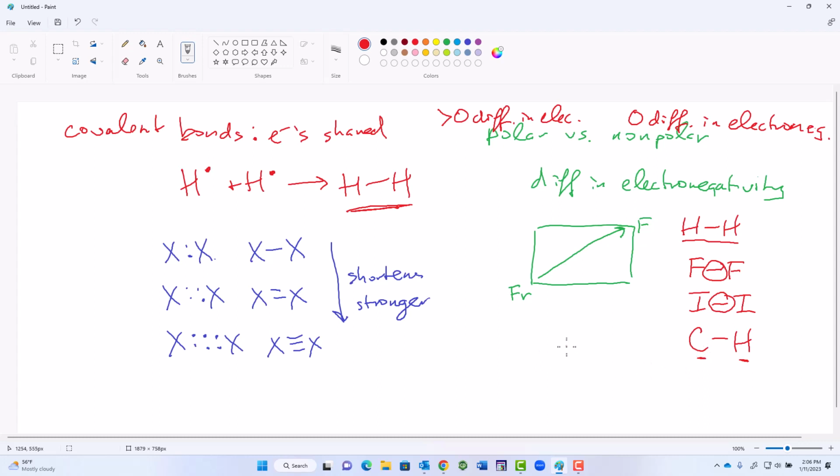So if we're looking at CH4, and we should know by now that this is a planar version of CH4, which is not the actual geometry, all of these bonds are nonpolar, so not only are the bonds nonpolar, but we call the molecule a nonpolar molecule as well.